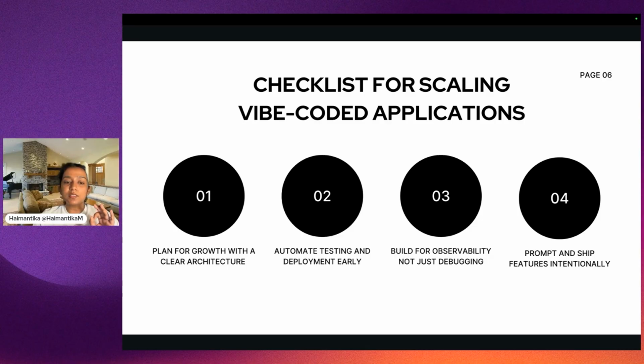The first one is plan for growth with a clear architecture. Like I mentioned, go to Excalidraw or any drawing tool, it can be Canva or even Figma, and with just a few boxes and lines, draw your vision. Have a vision of why you're doing it, how you expect it to grow, or maybe write down the type of features that you want to have in v1.